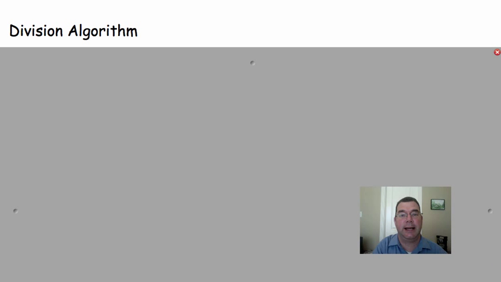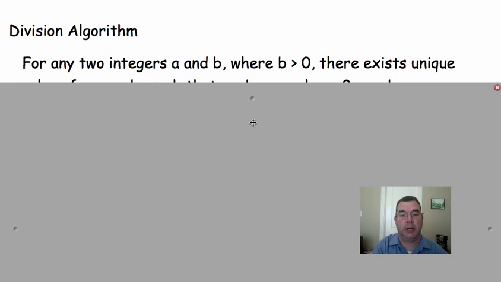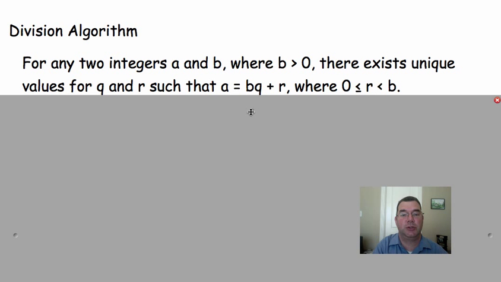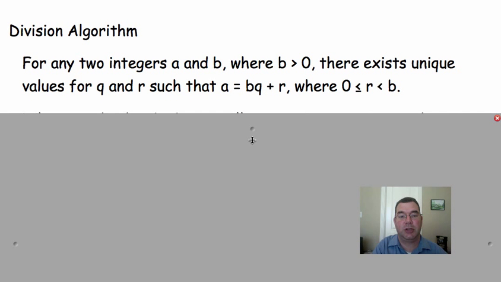So we're going to talk today about the division algorithm. And it's a pretty straightforward algorithm. We're just going to be looking at two integers, a and b. And given those two integers, we're going to come up with a unique value of q, which stands for quotient, and a unique value of r, which stands for remainder, so that a is some multiple of b plus a remainder.